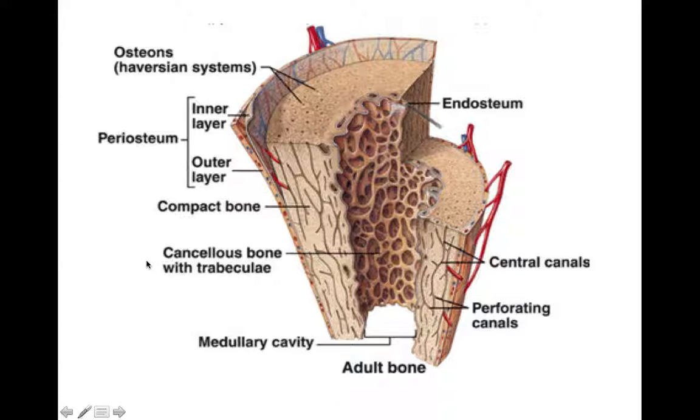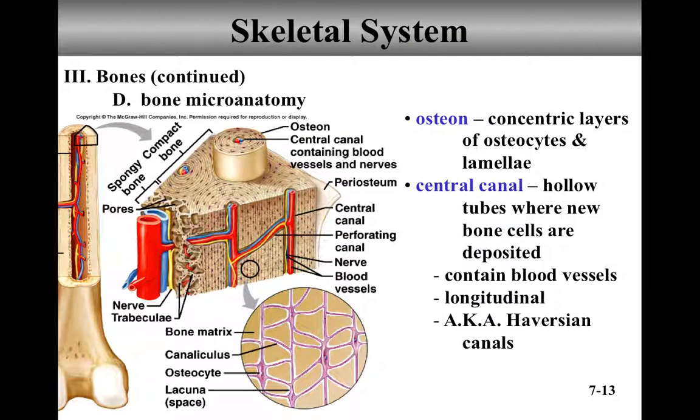So bone is not a dry, hard, dead substance. It is a very dynamic, living, responsive organ, and it has blood, and it has nerves, and it senses information, and it's got everything you need to really be alive, to be a tissue that responds to stress. And that's really a pretty cool feature. So microanatomy, a little bit trickier.